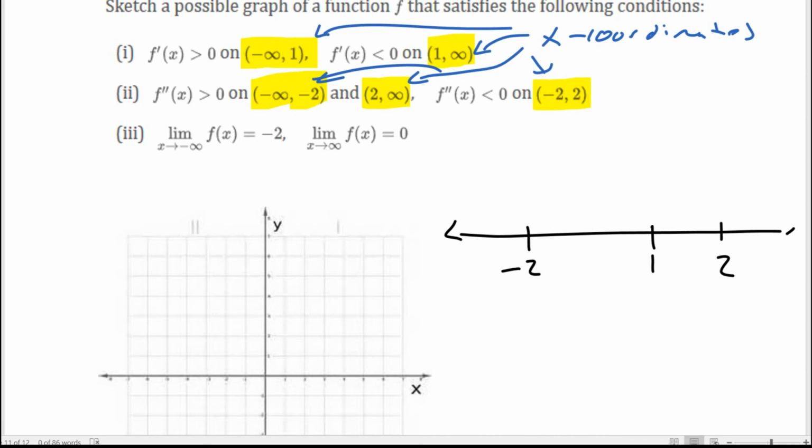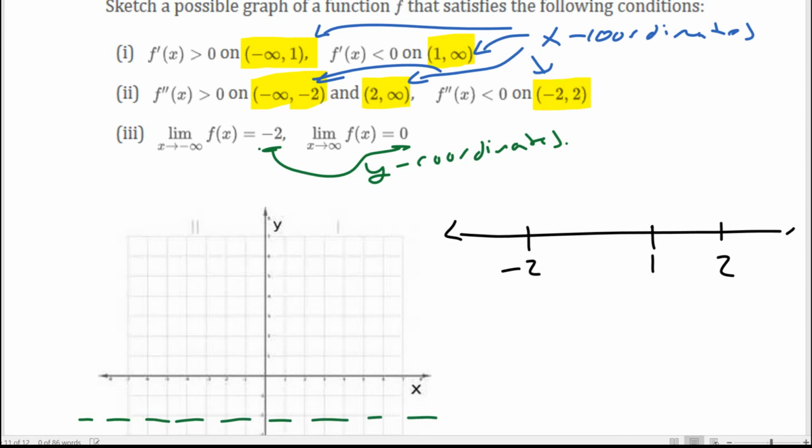Right? However, these things are y-coordinates, right? Okay, so as that limit goes out to negative infinity, it gets closer and closer to -2. That means we have a horizontal asymptote at -2. And then at 0, we have a horizontal asymptote as it goes out toward the positive side.